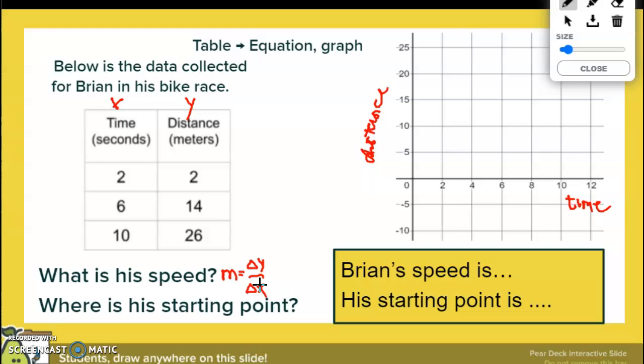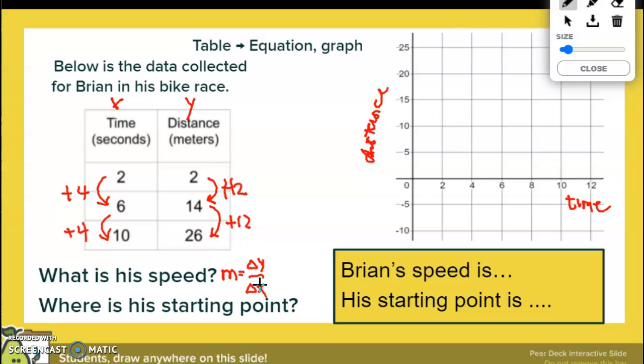So delta y over delta x, to figure out how it is changing, we need to figure out how the y value, or the distance, is changing. 2 is changing to 14, and then 14 is changing to 26. What is being added? 12 is being added. How do I figure that out? 14 minus 2 is 12. 26 minus 14 is 12. So we are adding 12 to the y when x is being added by 6 minus 2 is 4 and 10 minus 6 is 4.